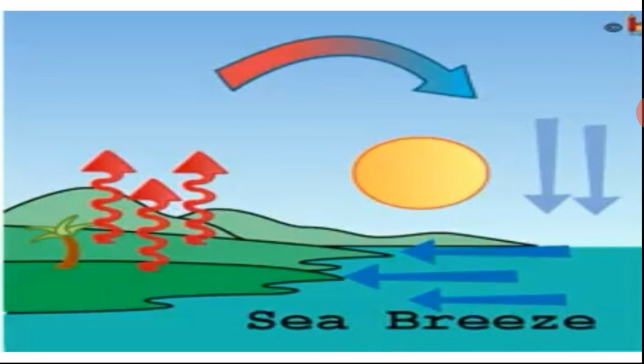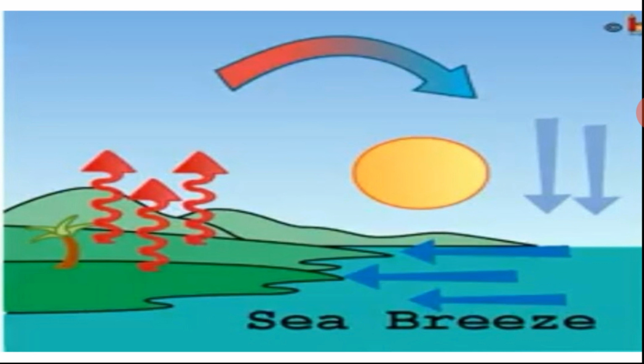The cool air above the sea then rushes towards the land. It rushes, meaning it goes towards the land, to take the place of the rising warm air. Thus a cool breeze blows. That is the reason the cool breeze, meaning air or wind, blows towards the land during the day. This breeze is known as the sea breeze. You can see in the diagram also that the cool breeze is blowing.